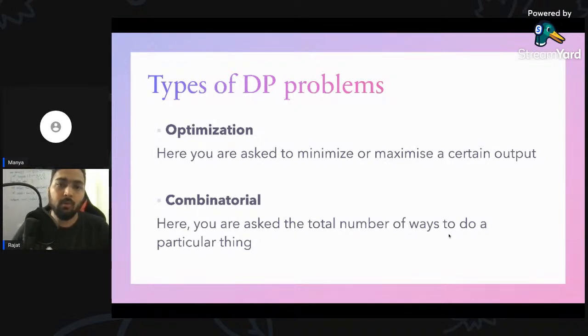But secondly, if you want to get a tip, or a pointer, on how to recognize if it's a DP problem, mostly DP problems are broadly categorized into two types. First is optimization. Here you are asked to minimize or maximize a certain output. So we'll be solving the knapsack problem and the wine price problem. Both of them will focus on optimization.